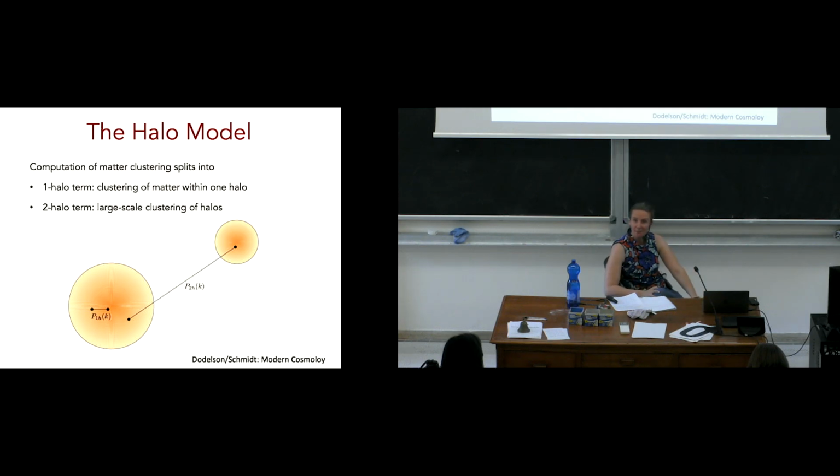So if we're talking about clustering at a two-point level, then we are left with only two options, given that all matter is partitioned into halos. Our two matter particles, so to say, or two volume elements of matter can either be within the same halo or in two different halos. And at that point, it becomes pretty obvious that this one halo term is determined by the clustering of matter within one halo. That is to say, the radial density profile. And then the two halo term, that is the large scale clustering of halos.